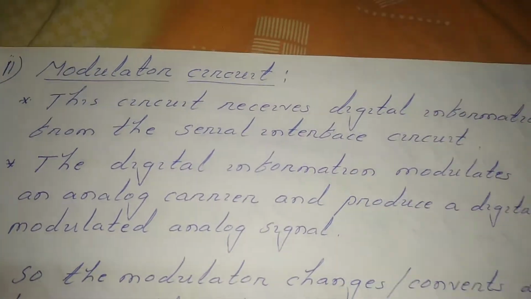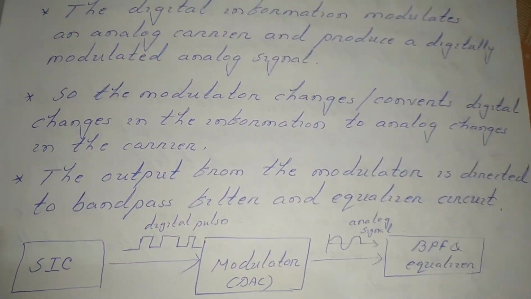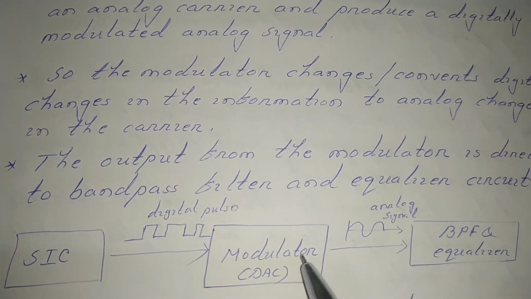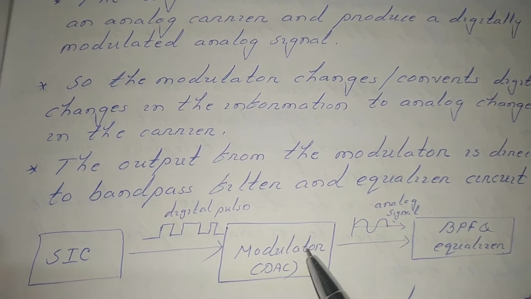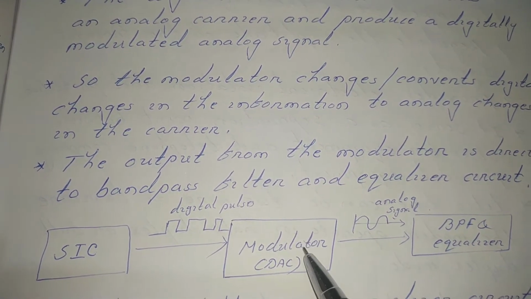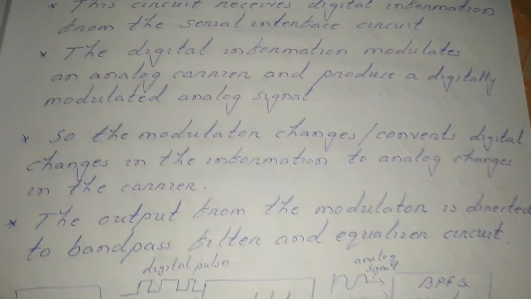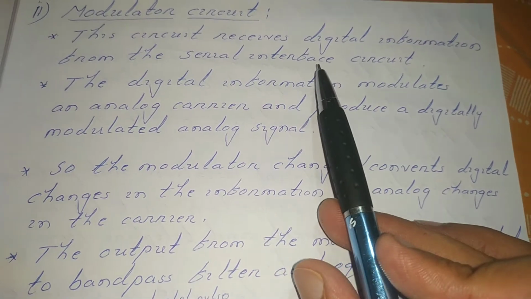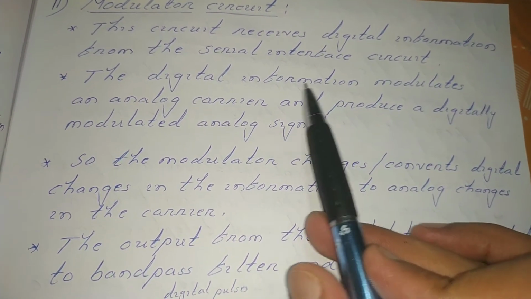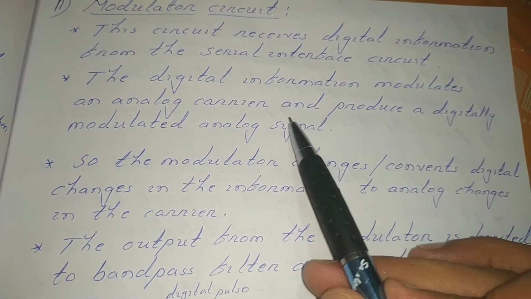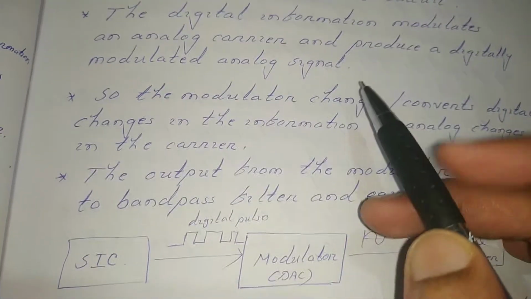Next one is about the modulator circuit. You know what happens, it will convert the digital signal into what? Analog signal. So the modulator circuit is present in between the serial interface circuit and the band pass filter and equalizer. The circuit receives the digital information from the serial interface circuit, then that digital information is modulated to an analog carrier signal and it will produce a digitally modulated analog signal. That thing you already know.